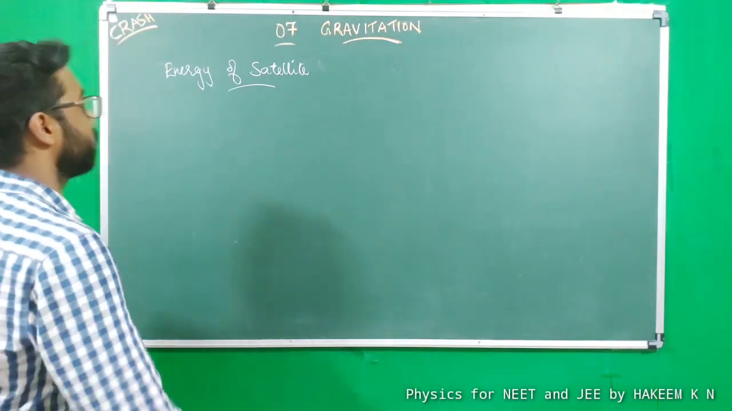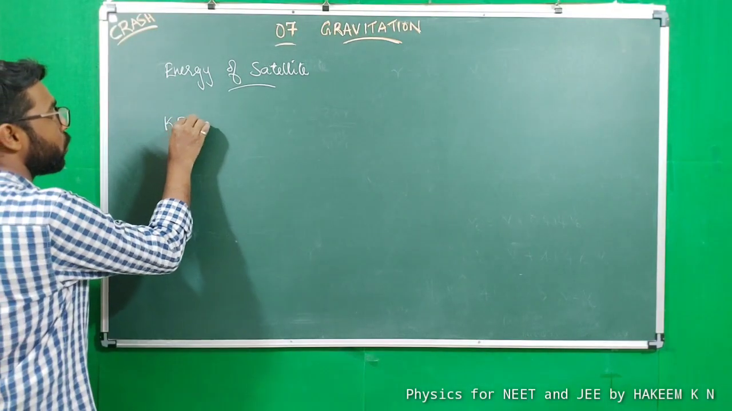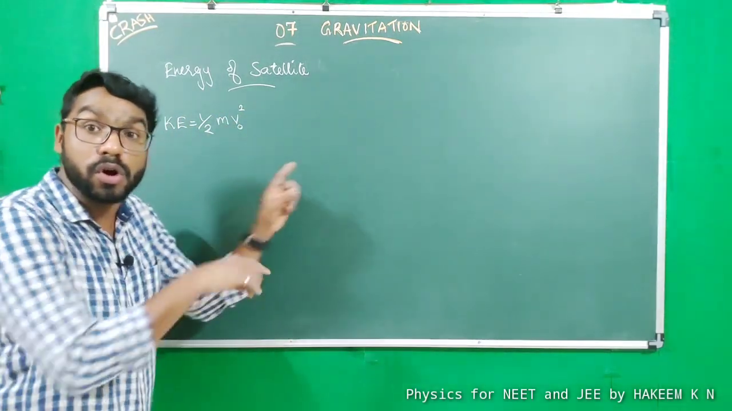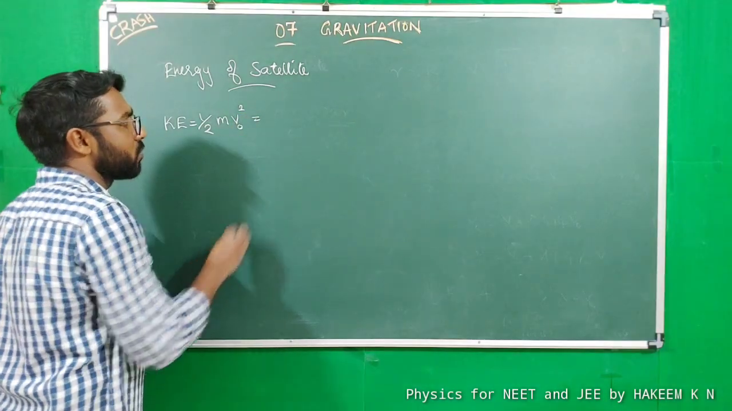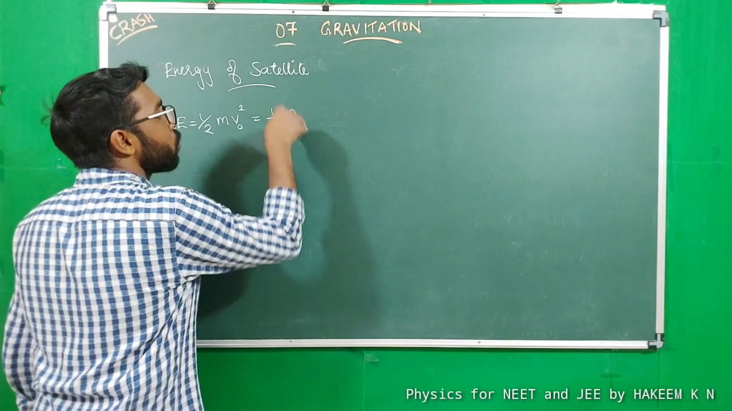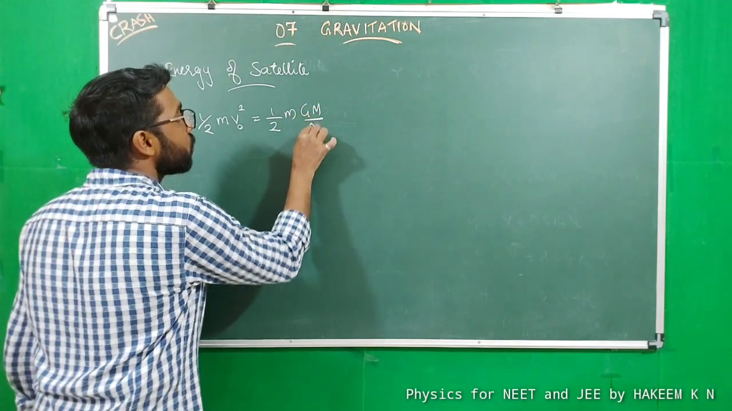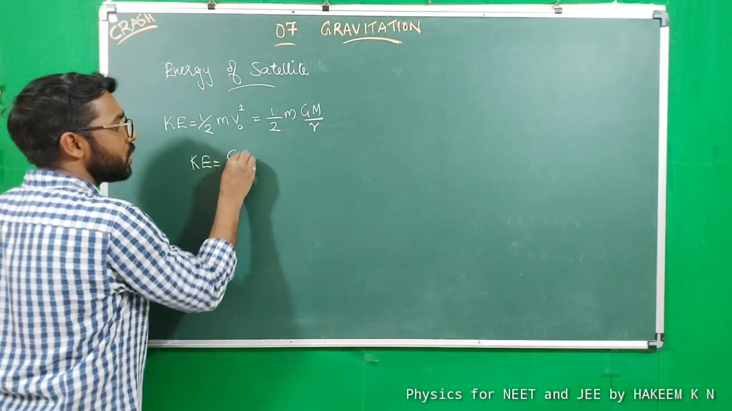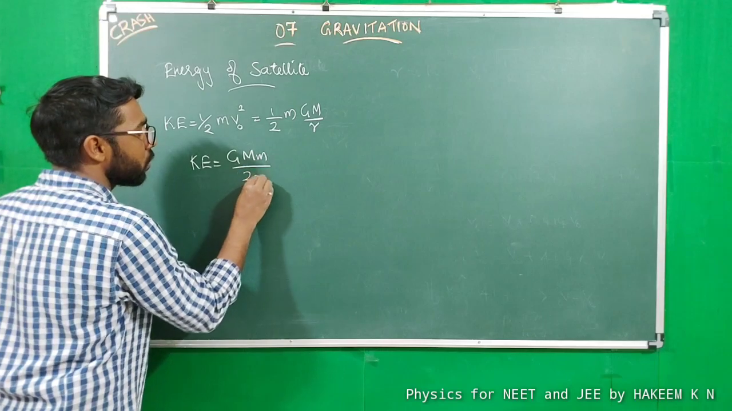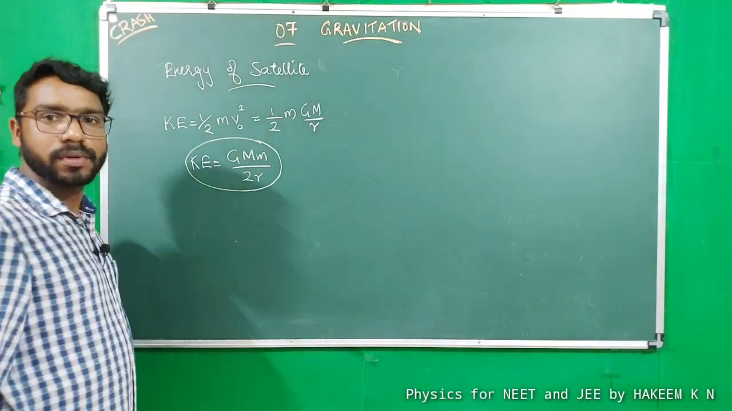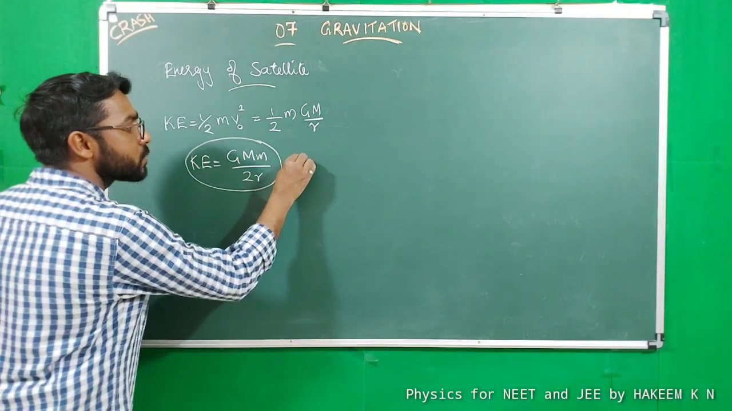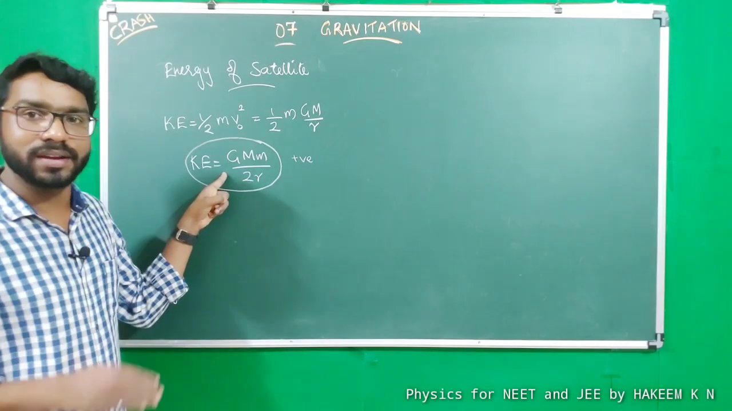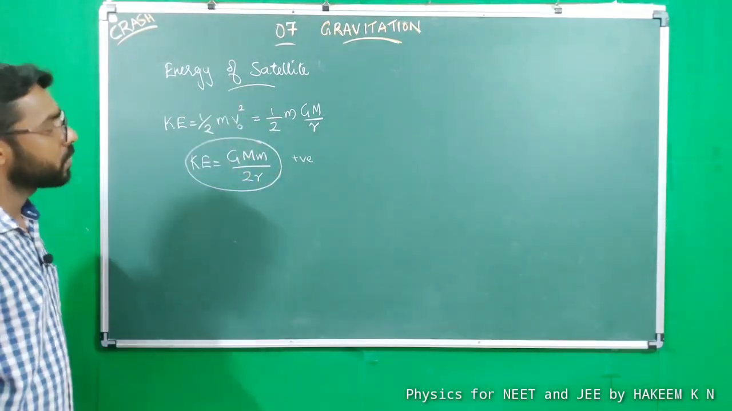Energy of satellite. Kinetic energy equals half mv square. Here velocity is actually orbital velocity. For orbital velocity our equation is root of GM by r. So we will get kinetic energy equal to GMm by 2r. Kinetic energy is positive. As distance increases, kinetic energy decreases because its velocity decreases.